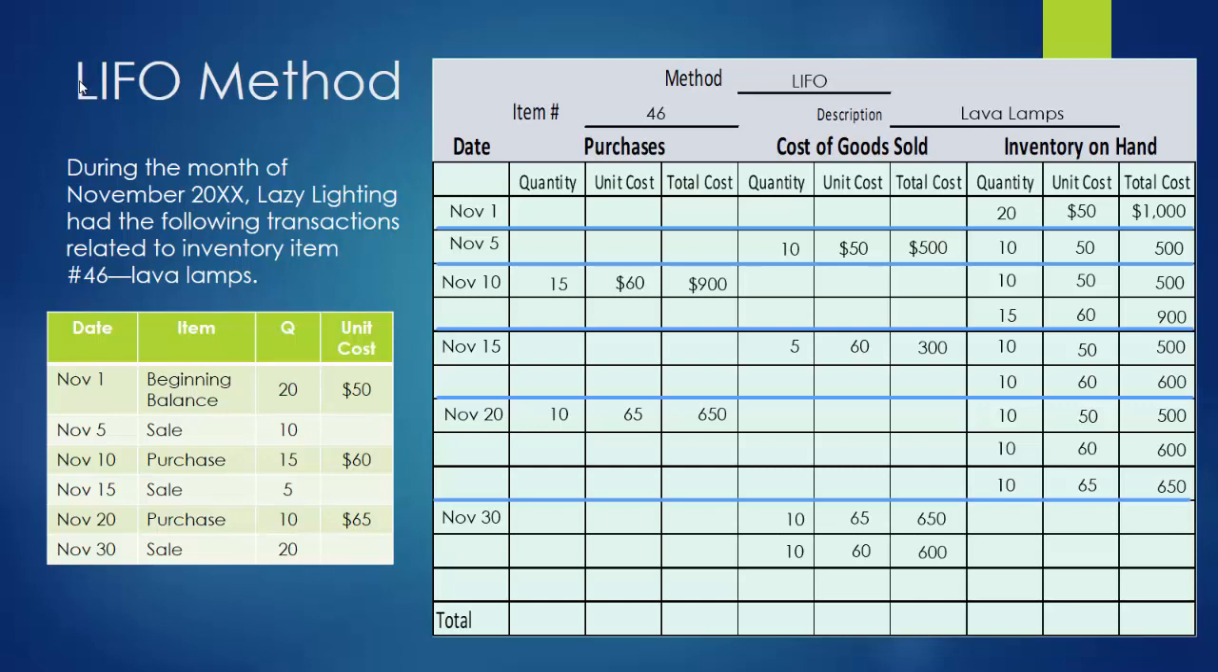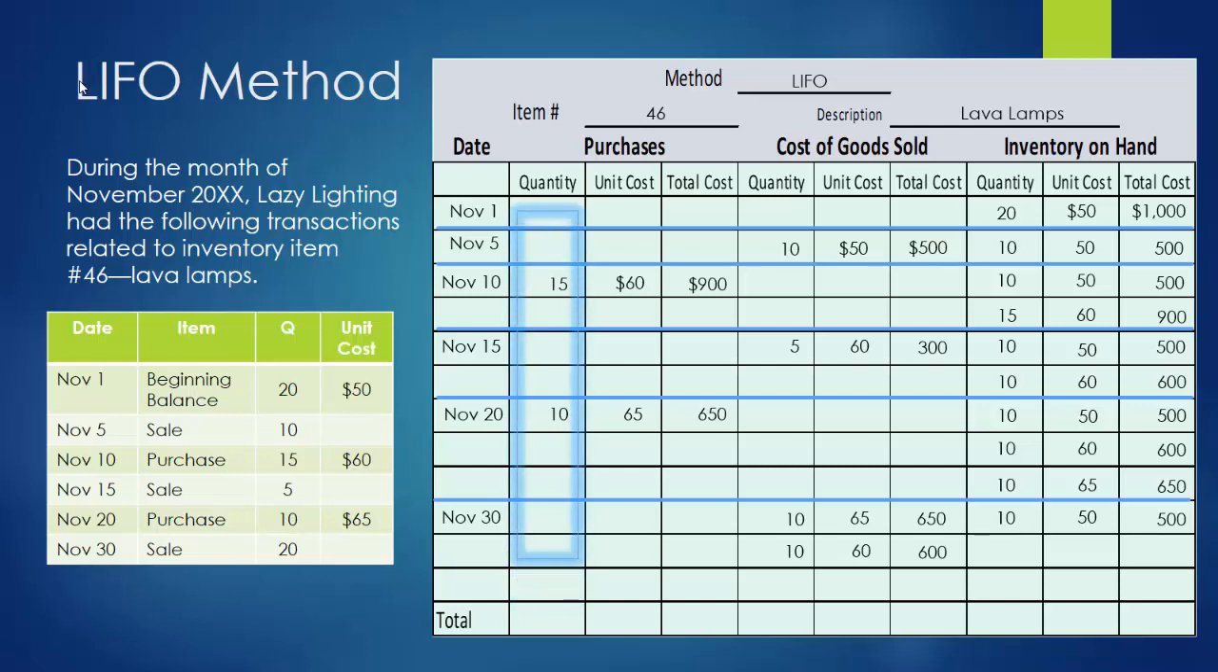What is left for lava lamps on our books after we make the sale? All we have left are the 10 $50 lava lamps with a total cost of $500 because we sold all of our $65 lava lamps and all of our $60 lava lamps.